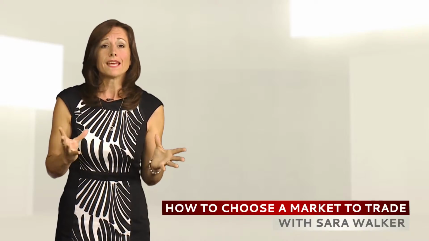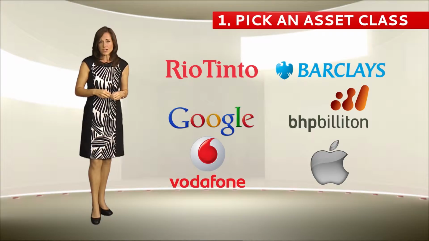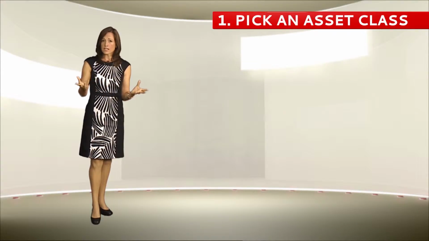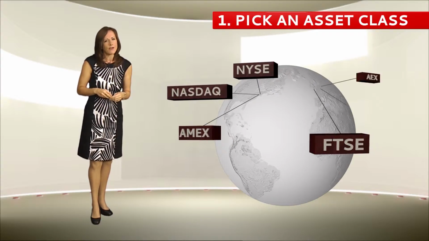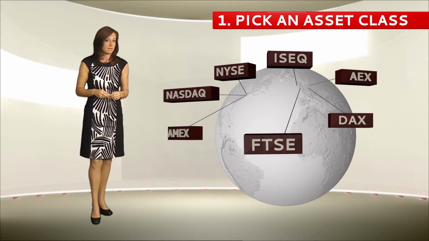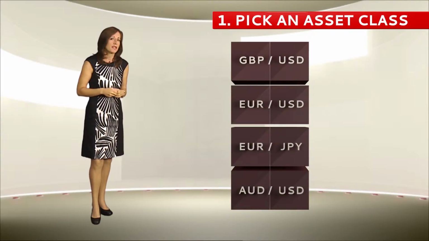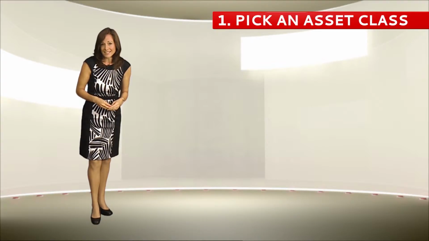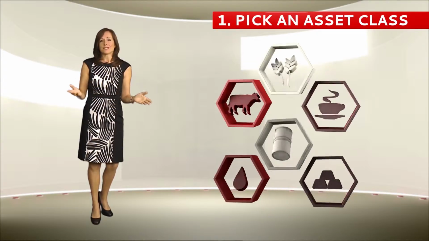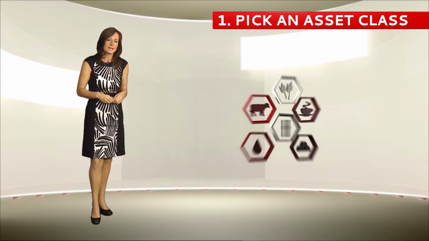There are four main types: shares in individual companies listed on stock exchanges around the world, stock indices, figures representing the top shares from a particular area, exchange or sector. Forex, the value of one currency compared to another, like the pound versus the dollar or the euro against the yen. And then there are commodities, such as gold, oil, natural gas or wheat.